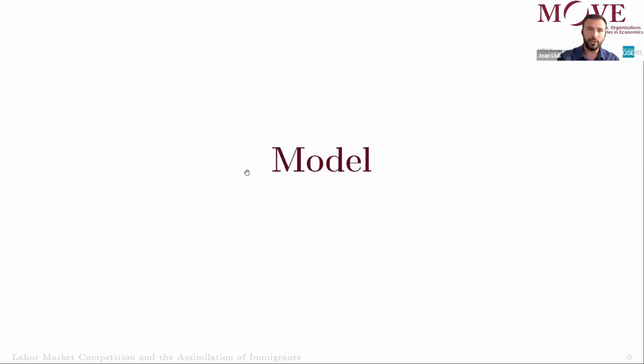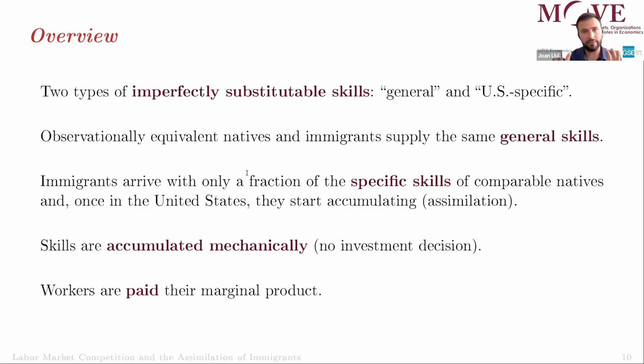Okay, so let me go straight to the model. It's a very simple model, so it's easy to explain. So we're going to have here 2 types of imperfectly substitutable skills. There are going to be general skills, and I don't know, nailing, for example. It's the same thing, nailing in the US and in Mexico. And then there are US-specific skills. You can think of these as English, for example, or business culture of the US, whatever you want.